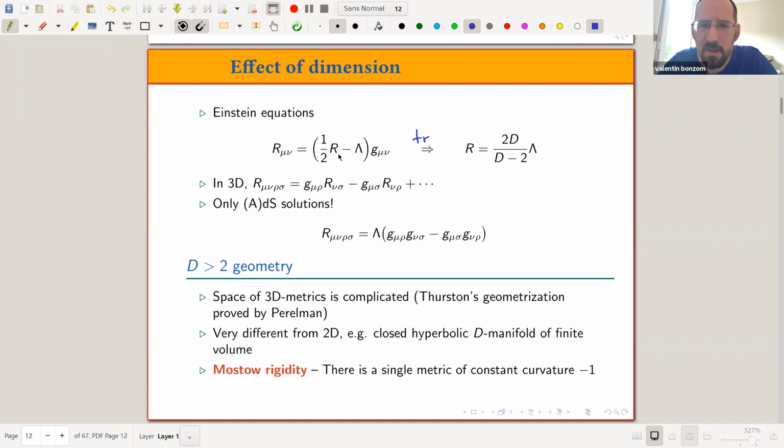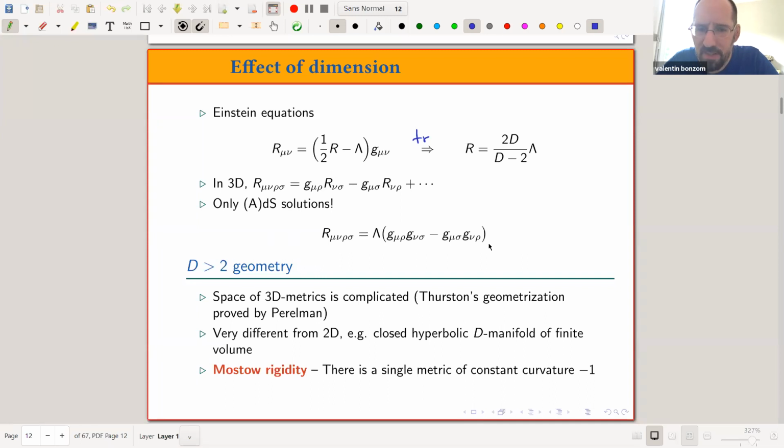Now, if you mix those 3 equations together, meaning that you indeed restrict to 3 dimensions, you find that Einstein equations only have de Sitter or anti-de Sitter solutions, depending on the sign of lambda, or flat if lambda equals 0. So these are de Sitter or AdS solutions. Okay, so these are solutions to Einstein's equations.